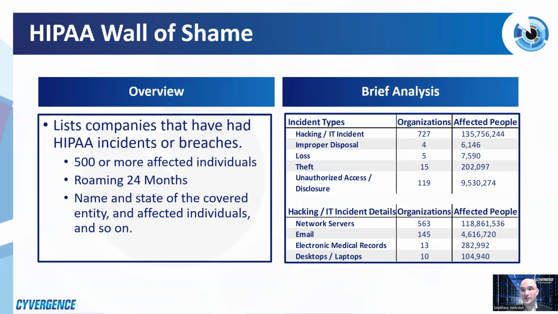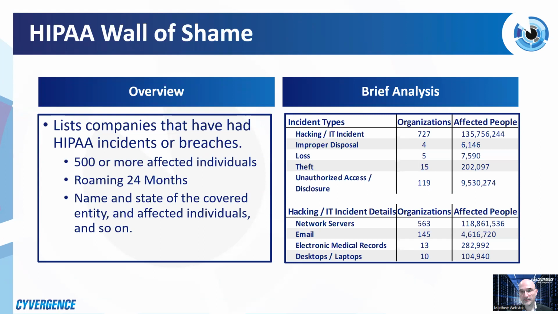We saw that there were 727 hacking or IT incidents. 119 unauthorized access and disclosure, meaning they sent the information out, or there is a disclosure they shouldn't have, or there's unauthorized access to some of the information. The improper disposal is 4, loss is 5, theft is 15. But what you're seeing here is there is a tremendous number of people that are affected by this. We're talking about millions and millions of people that are affected by these types of breaches over a period of time. 727 organizations over a course of 2 years had a hacking or IT incident, which would have affected over 135 million people. So just kind of let that soak in and think about, why is our information out there?